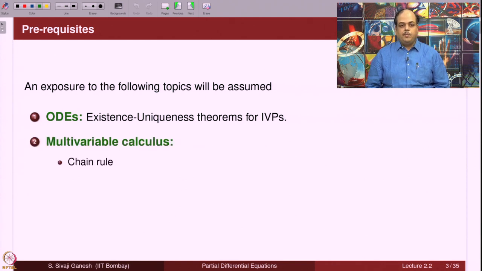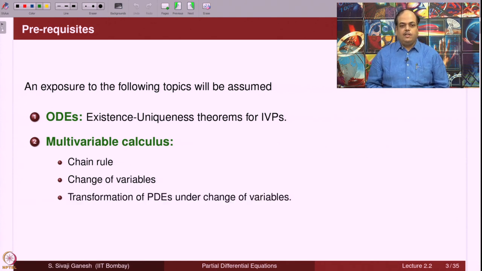Then from multivariable calculus, the most important theorem I would say is the chain rule, and one should be very much expert with it. And change of variables looks quite easy while computing certain integrals which you would have done in plus 2, but actually it is not that easy, in the sense you have to be very, very careful. If you are not careful, it can lead to a lot of confusion. And then how a partial differential equation changes under a change of variables to a new equation, how to derive that, that is also very important.